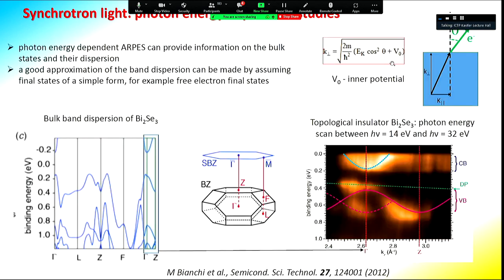And also the photon-energy-dependent ARPES can provide information on the bulk bands, since the states can also be converted to the wave vector of the electron inside the material. The relation is a bit more complicated. It also needs several assumptions, like the final states being free-electron-like states. Then from there, one can relate the variation in the dispersion and the intensity of the states, and their position, with the bulk states that are shown by calculations.